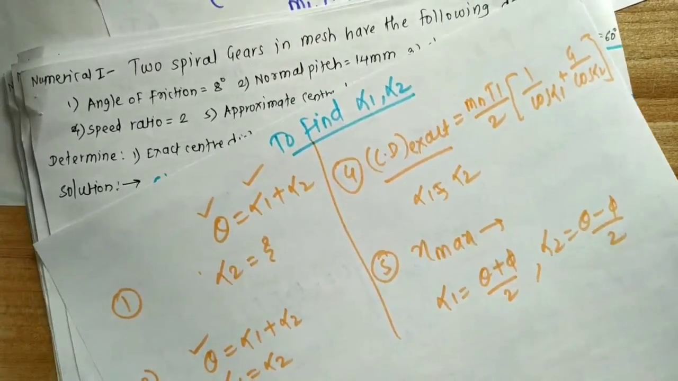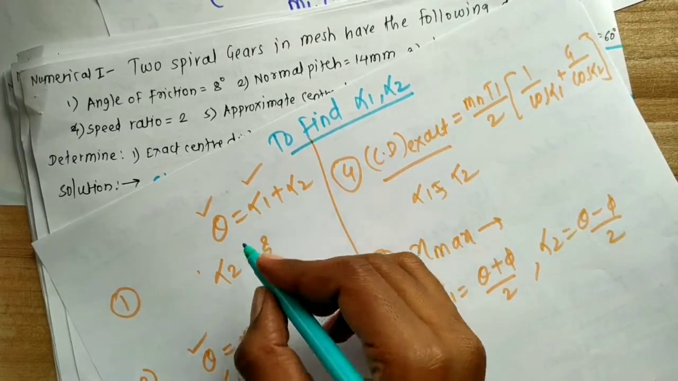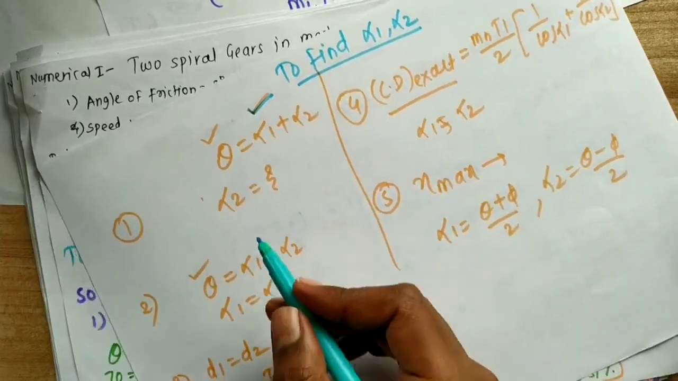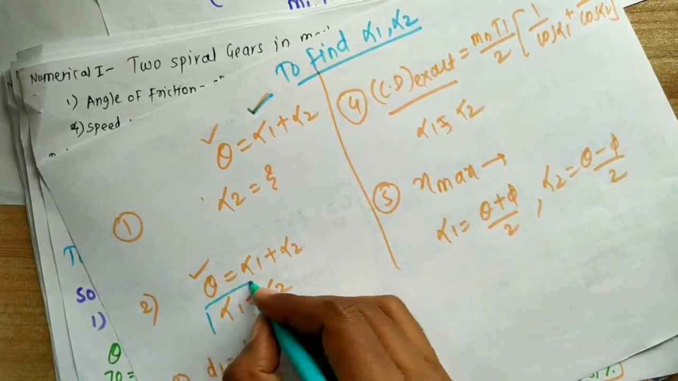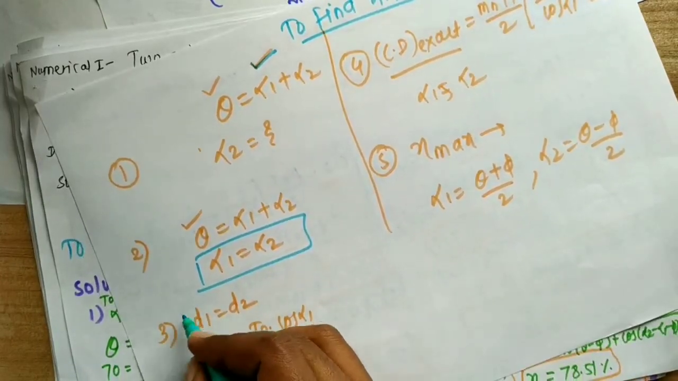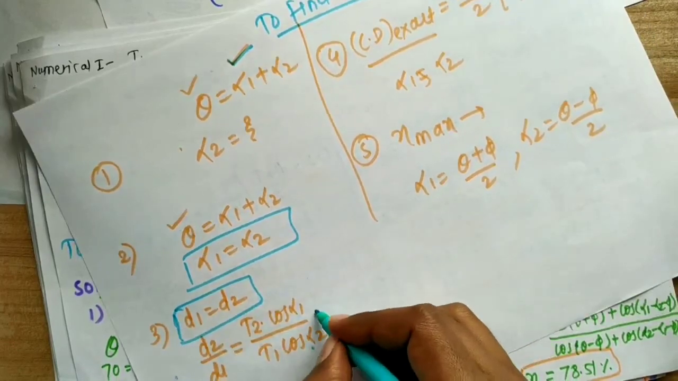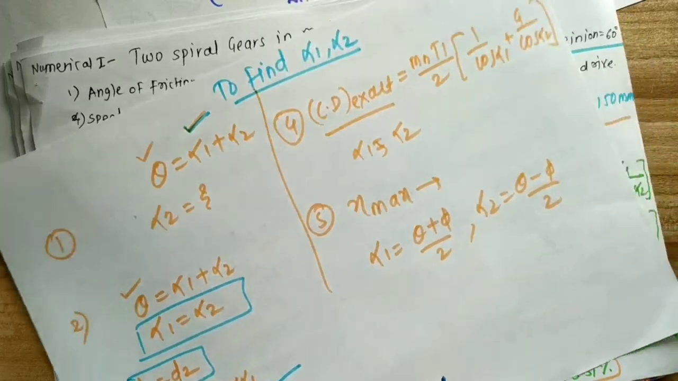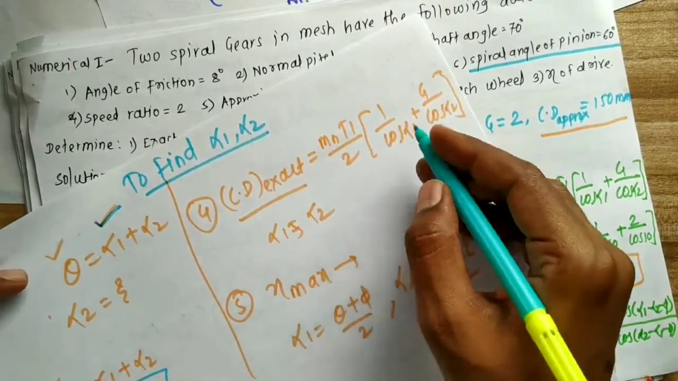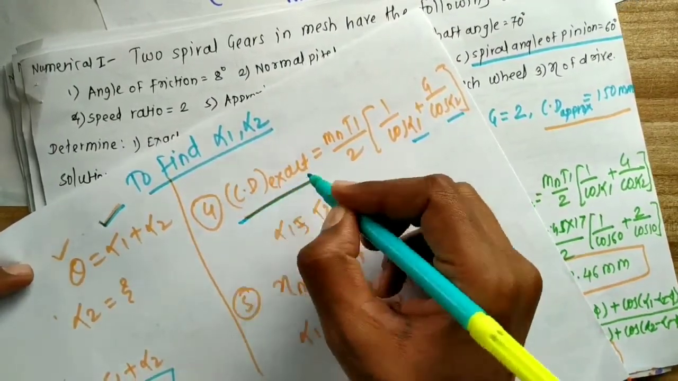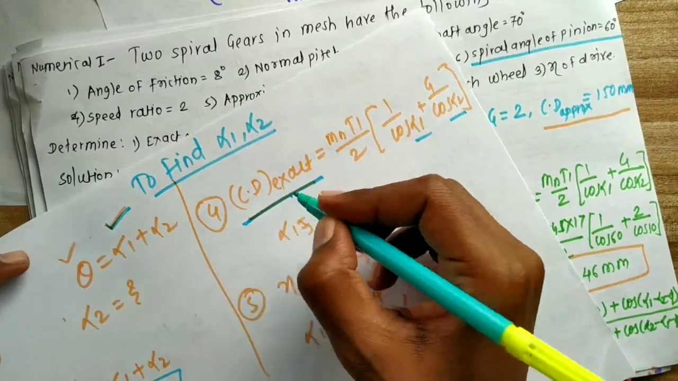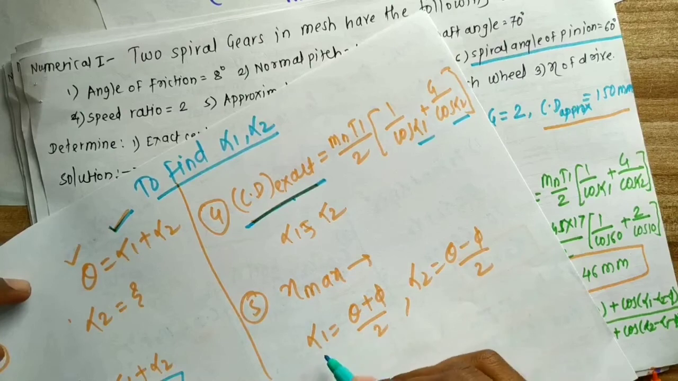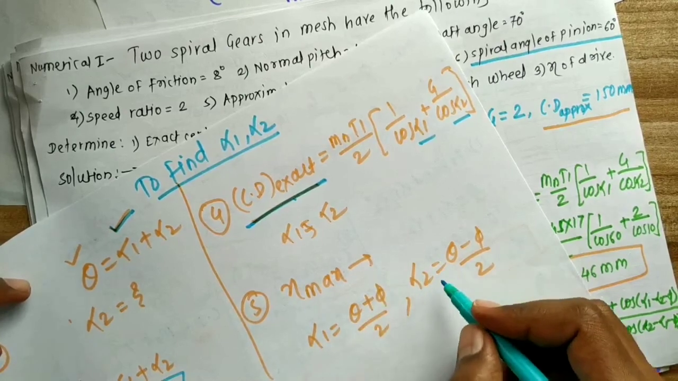I repeat again in brief. In the first case, if any one value of alpha 1 and alpha 2 is given, we can determine the other easily. In the second case, alpha 1 is equal to alpha 2. In the third case, the relation of d1 by d2 is given, and using this equation we can get the relation between alpha 1 and alpha 2. In the fourth case, we determine alpha 1 and alpha 2 using the exact center distance formula, where CD exact will be given. And in the last case, the maximum efficiency condition is given, so we know that for maximum efficiency, alpha 1 is equal to theta plus pi by 2 and alpha 2 is equal to theta minus pi by 2.